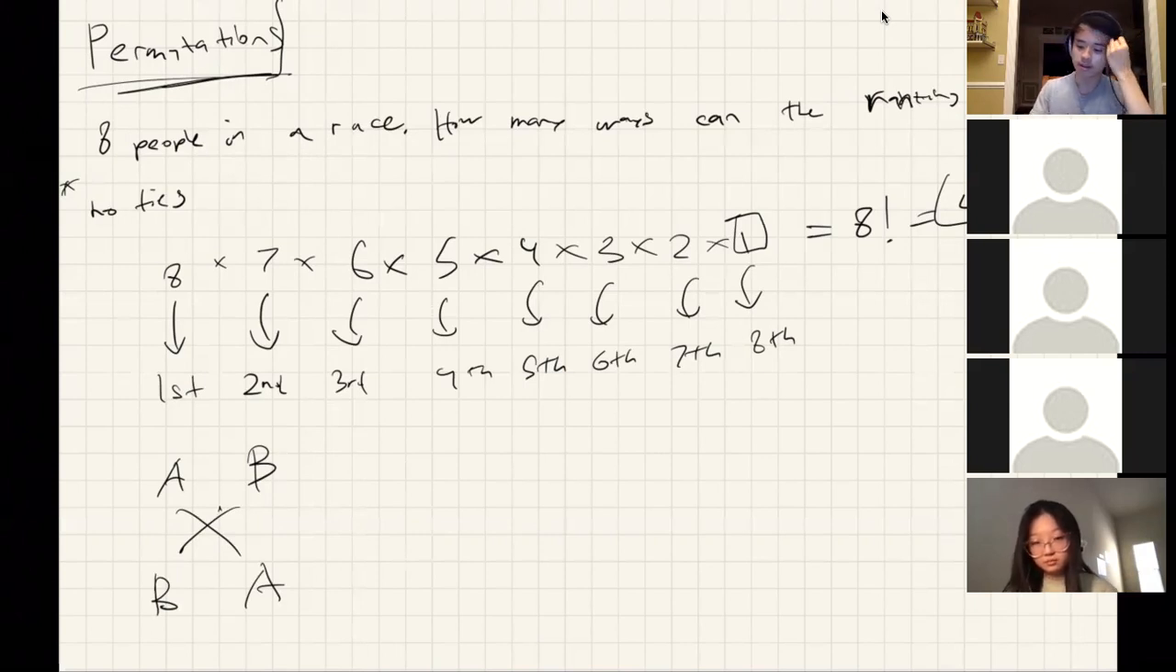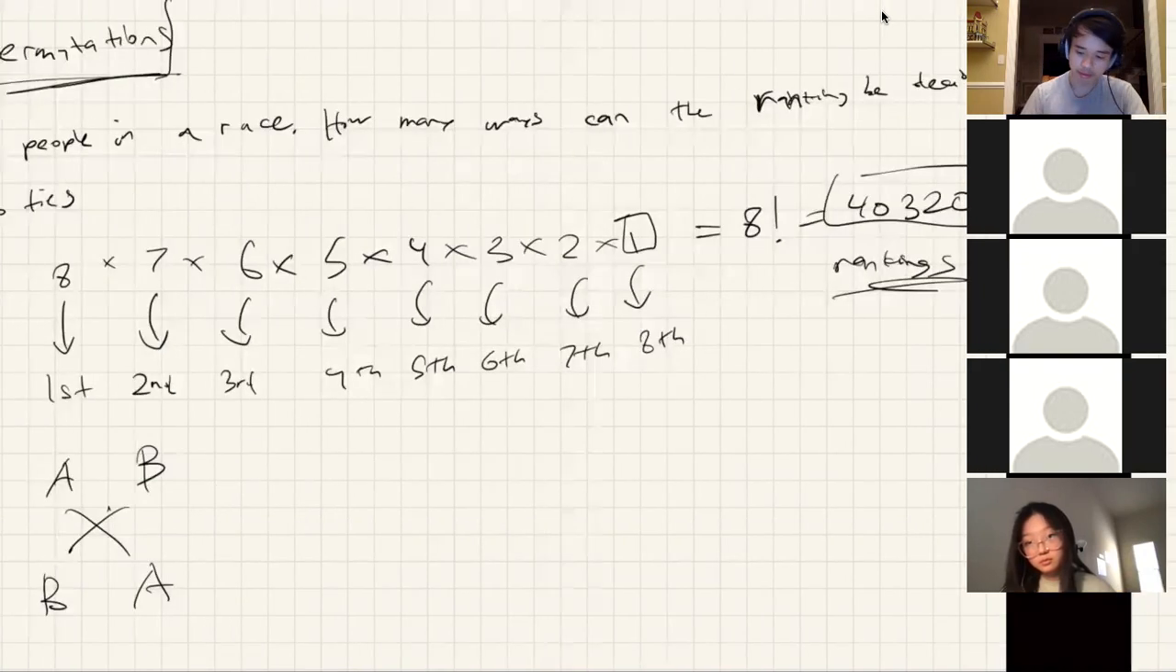So there's 40,320 rankings. That's the number of ways that we can arrange these 8 people in order to get the final ranking. So that's an example of a permutations question.